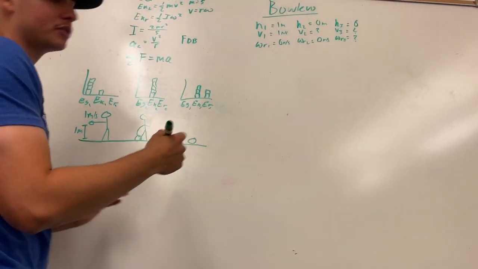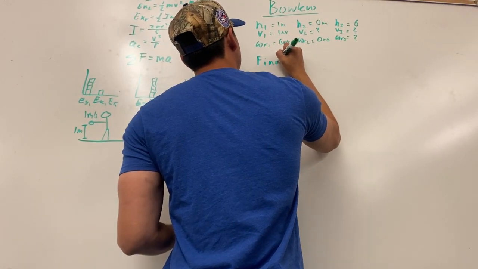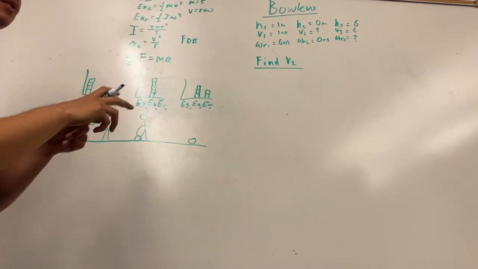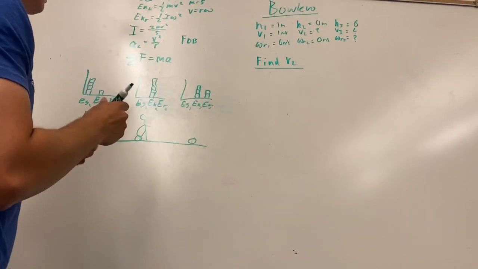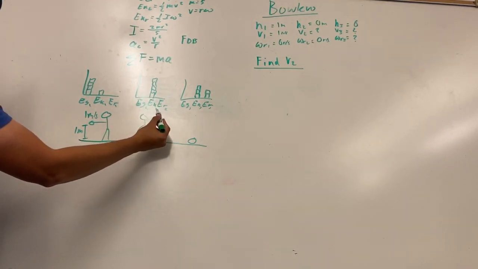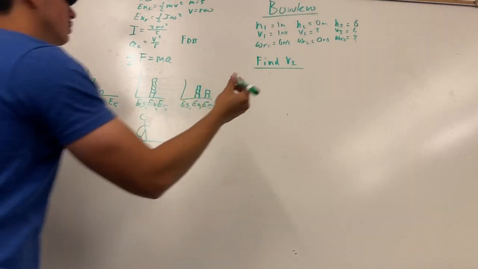So let's solve for V2. This is basically V2 right here. So we can add up EG1 and EK1 to equal EK2.